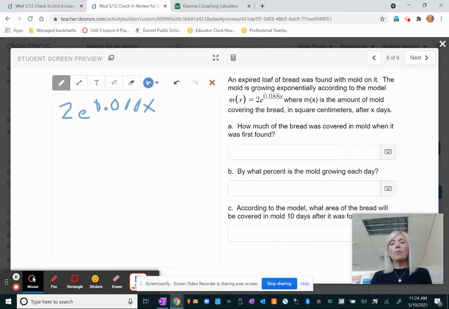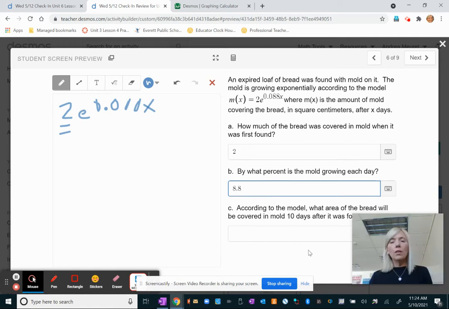How much bread was covered in the mold when it was first found? So this 2 at the beginning of the equation tells me how much was there initially. So that's going to be a 2. By what percent is the mold growing each day? So I have to divide that 0.088 by 100, and I get 8.8, that's 8.8%. I guess you don't need the percent symbol.